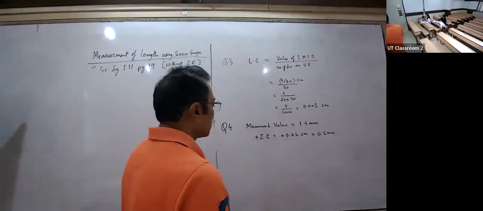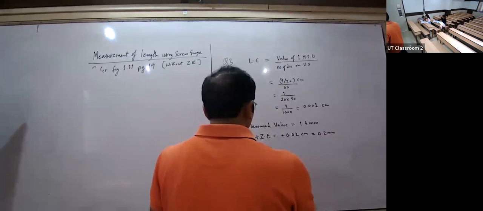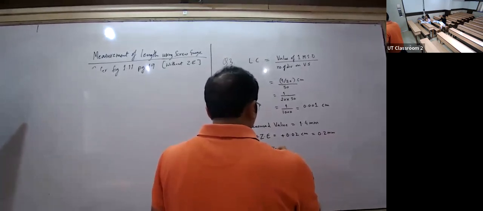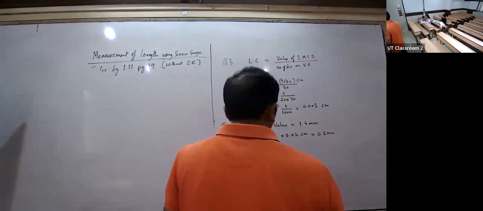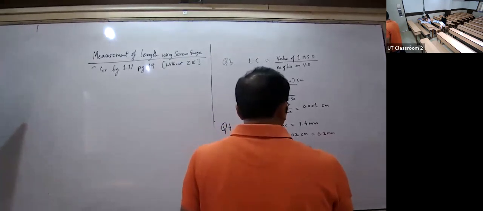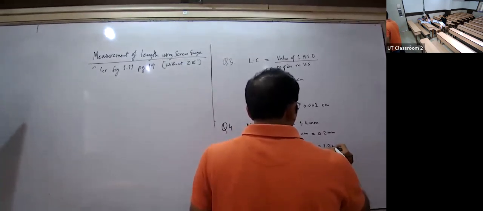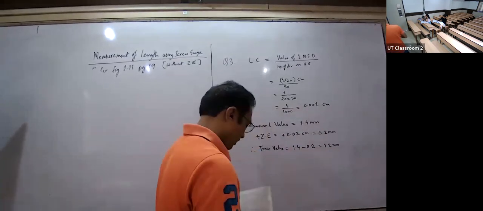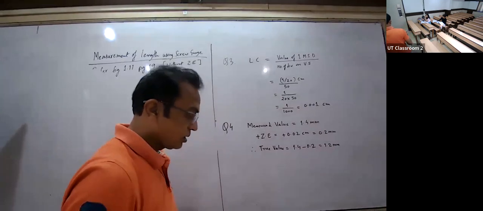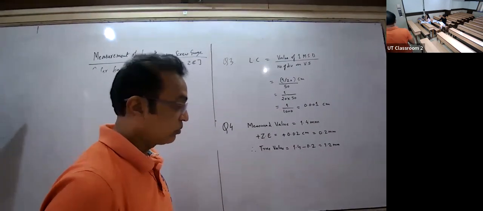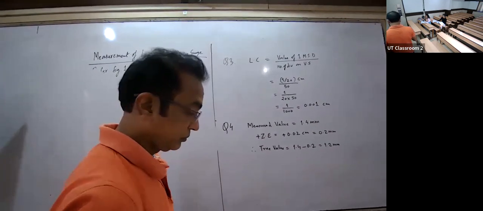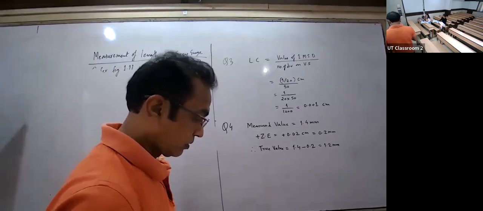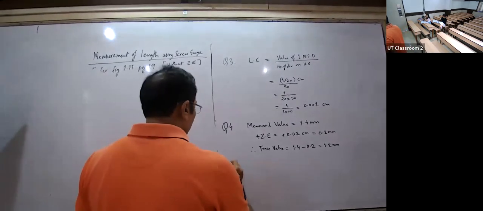Okay. So therefore true value is 1.4 minus 0.2, 1.2. Okay, so this is the correct thickness of pencil, 1.2 millimeter. Question 5.